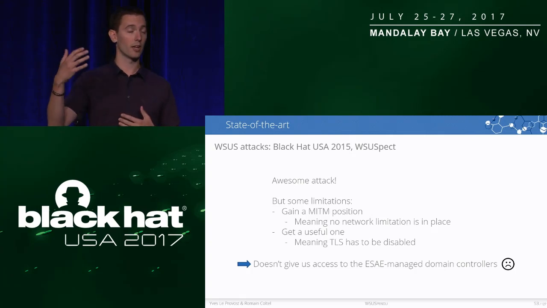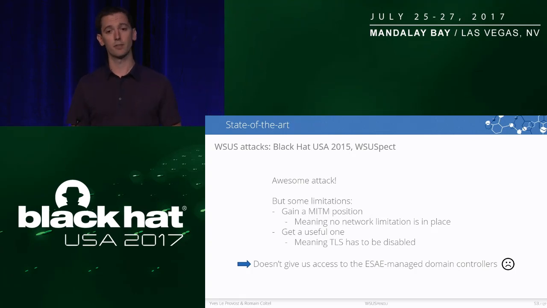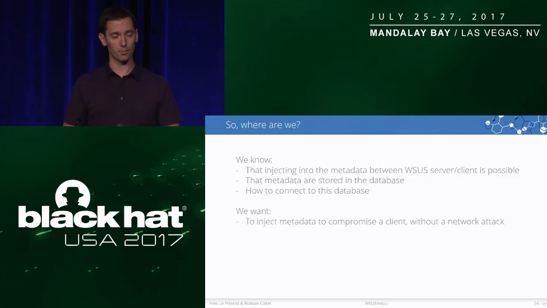So even if you have a man-in-the-middle position, you won't be able to intercept and inject the stream of the metadata. So in our case, that doesn't give us access to the easily managed domain controllers. So we need to find something else. Just to sum up where we are now, we know that injecting metadata between a WSUS server and its clients is possible. We know that metadata are stored in a database, and we know how to interact with this database. What we want is to inject a new update as part of the metadata, but without a network attack.